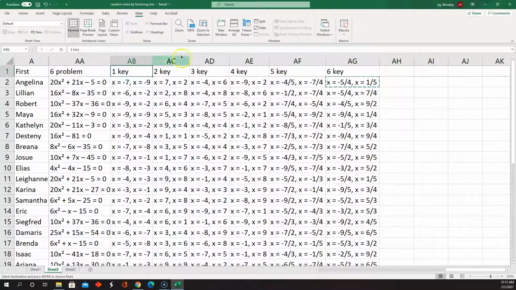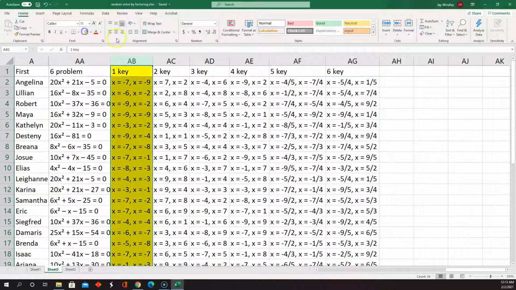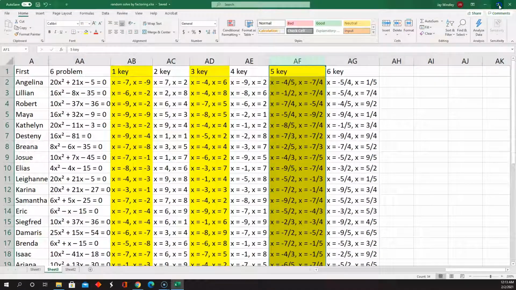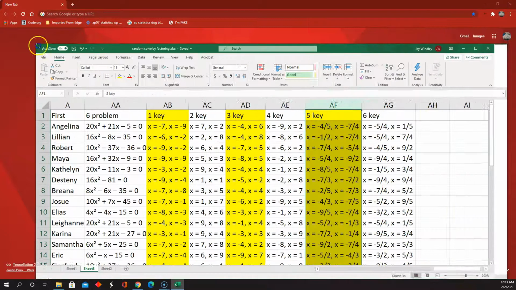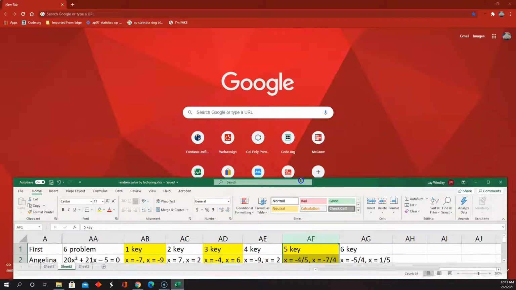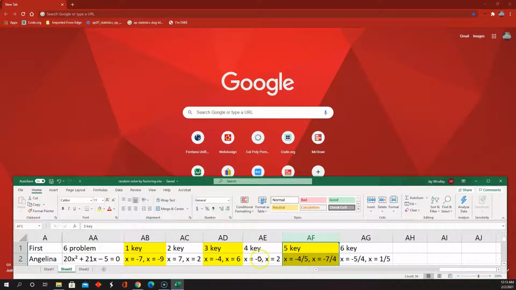And yeah, there's a couple things I could do here to make it more readable. I could shade every other column or something like that. Sometimes I like to shrink the spreadsheet so much that I can only see one line at a time, like that. So now I'm grading Angelina's paper. Here's the key. And then I go to the next answer online. I go to Lillian's paper, and here's the key. And I go to Robert's paper, and here's the key.